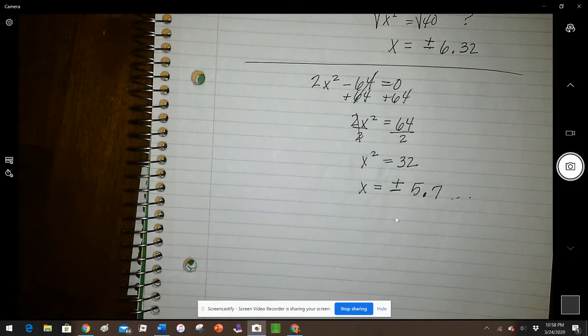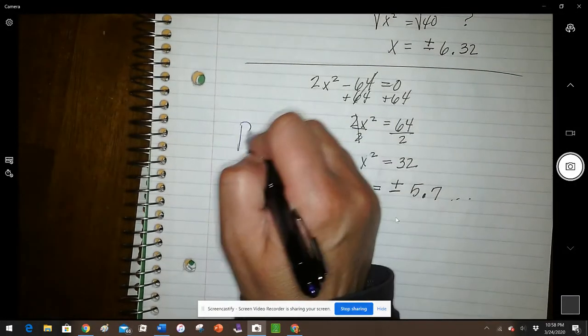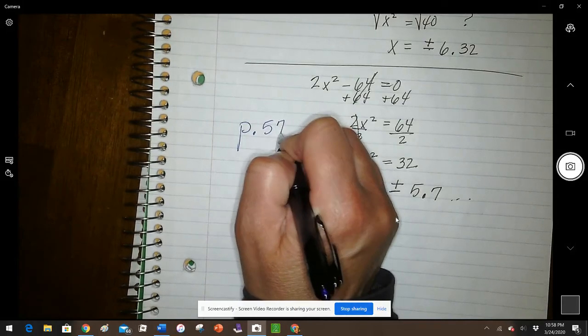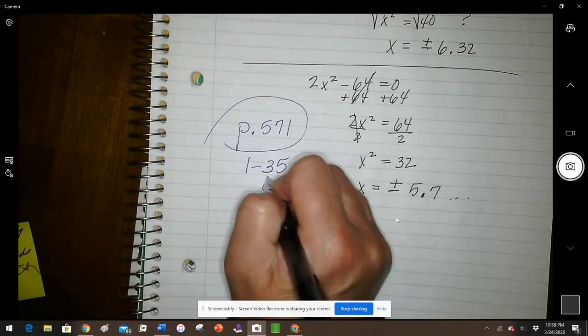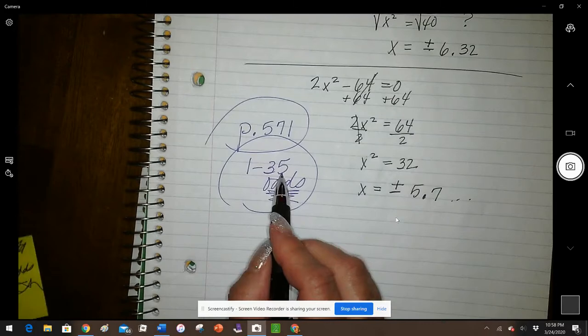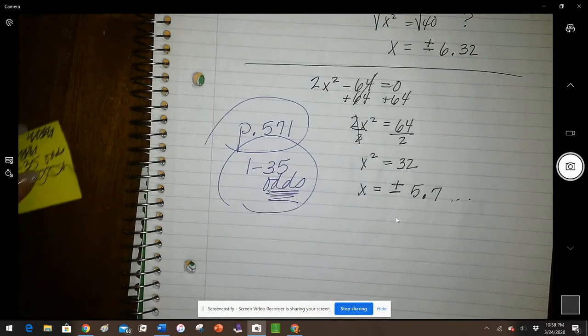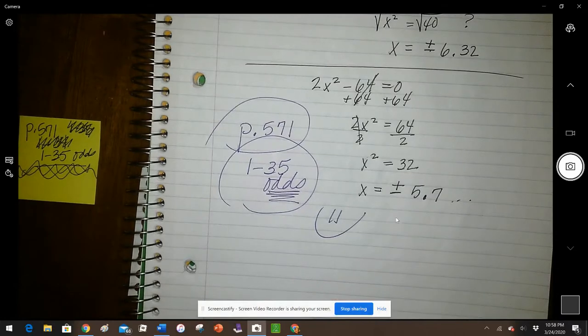What I would like to see you guys do on your papers, and then send me pictures like you have been, but I would like to see you do page 571, numbers 1 through 35 odds. Just the odd problems, but definitely go all the way to 35, okay? All right, happy square rooting.